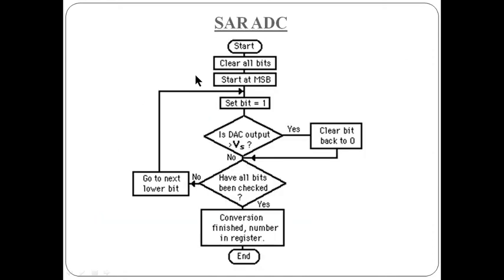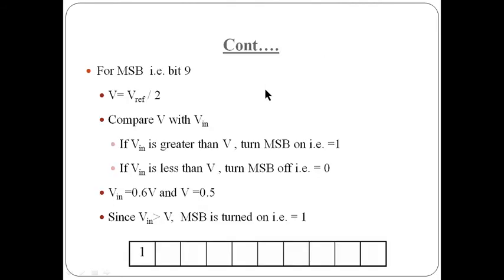मग बघा हा फ्लो डायग्रामच्या हिशोबाने आपलं काय आहे, DAC is not more than V ऑफ S or V ऑफ इन, right, this value, आपण ती 1 व्हॅल्यू लिहून घेतली. मग बघा have all the bits been checked, no. मग then go to the next lower bit. मग आपण बघा आता इथे दुसऱ्या बीटला जाऊ.